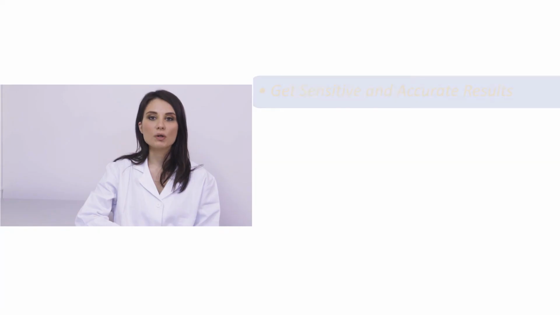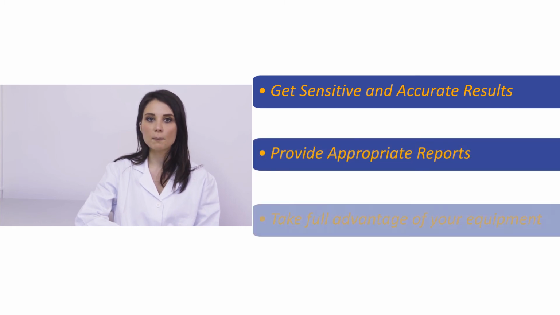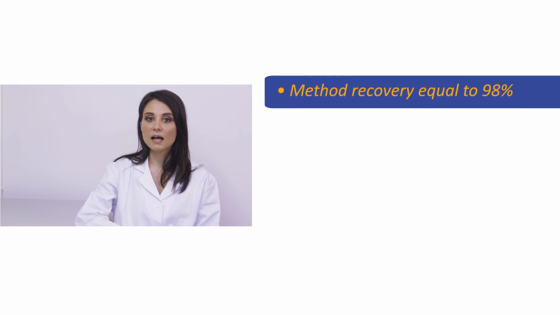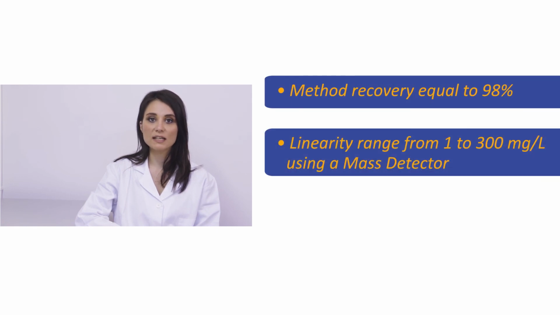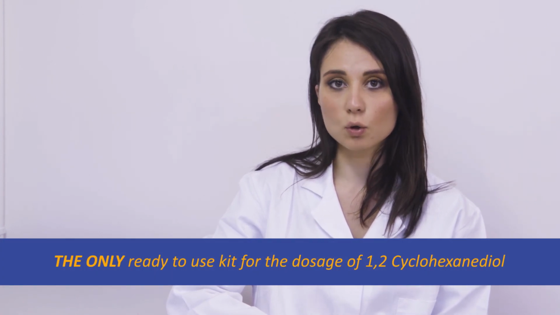Ultimately, the use of the uricacate for this analysis of 1,2-cyclohexanediol allows you to get sensitive and accurate results, provide appropriate reports, and take full advantage of your equipment. In the next few days, we will send you the method where you will note method recovery equal to 98%, linearity range from 1 to 300 mg per liter using a mass detector, CV% less than 5%. Currently, the uricacate that I presented is the only ready-to-use kit on the market for the dosage of 1,2-cyclohexanediol.